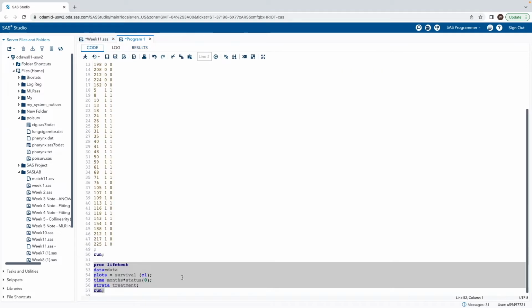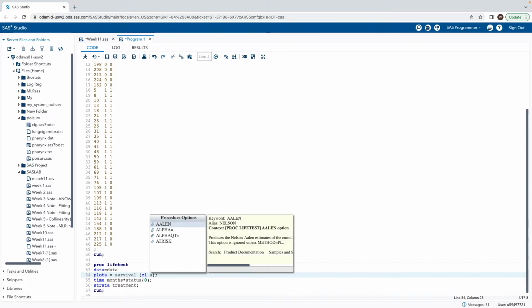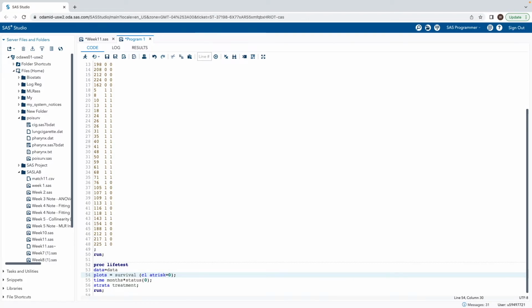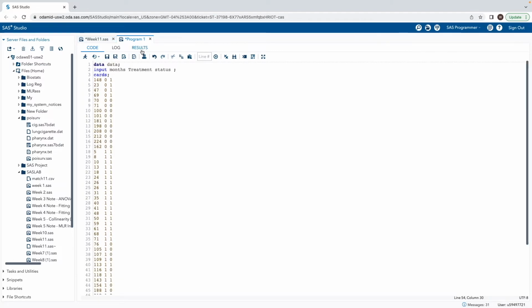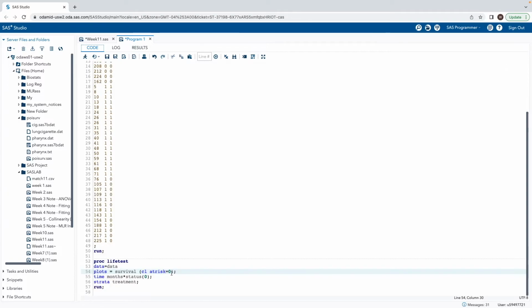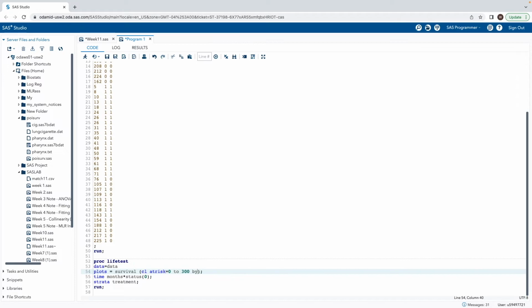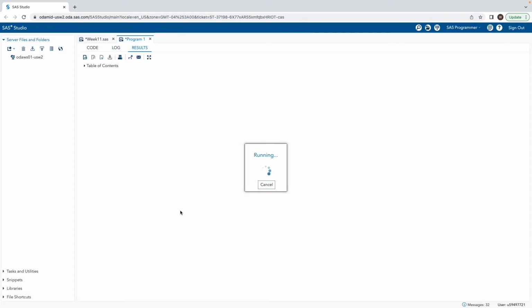Also, you can ask SAS to keep track at various intervals of how many people are still at risk in the two groups. I guess it looks like, how far does it go? About 300. So we can say 0 to 300 by 50. And yeah, now it'll give us information on how many people are left at risk.